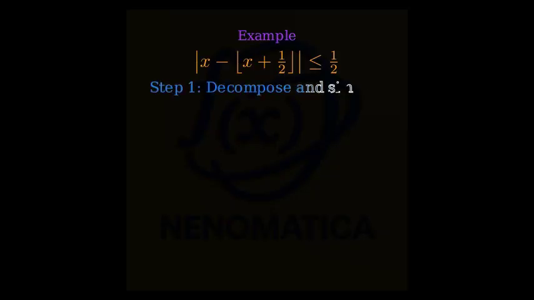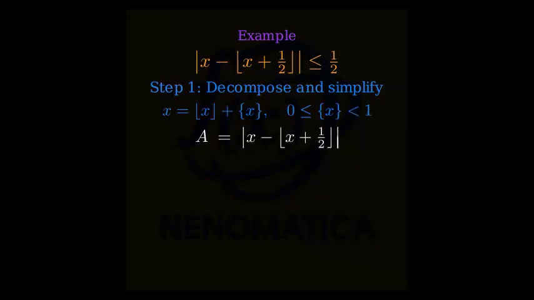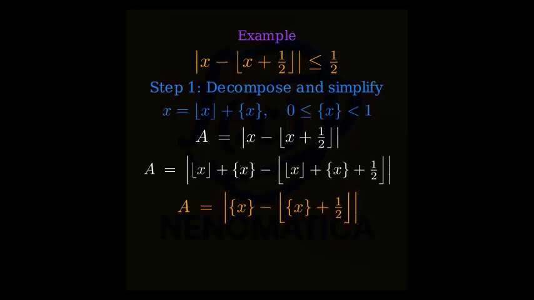Step 1. We decompose x into its integer part and its fractional part. Say x equals floor of x plus fractional part of x, where the fractional part lies between 0 and 1. Define a to be the absolute value of x minus the floor of x plus 1/2. Substitute the decomposition for x, and use the fact that floor of x is an integer to pull it out of the floor operator. This simplifies a to the absolute value of fractional part of x minus the floor of fractional part of x plus 1/2.